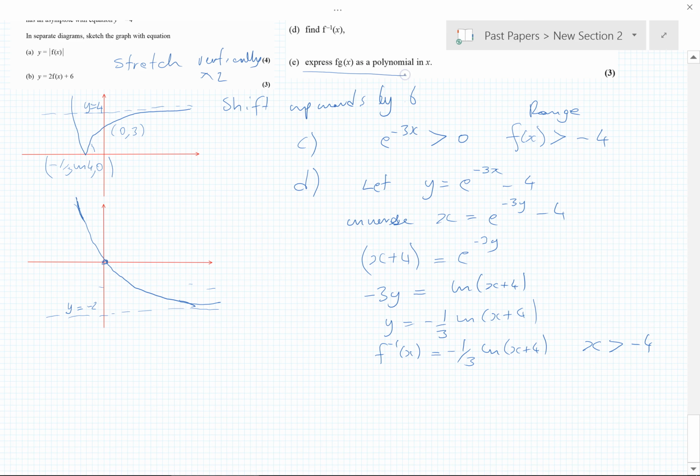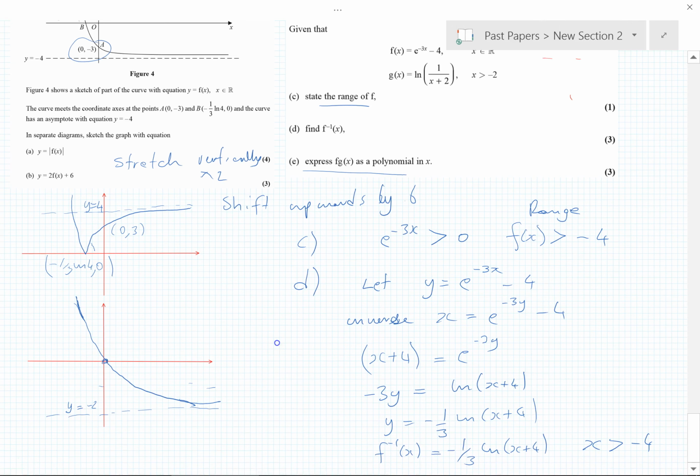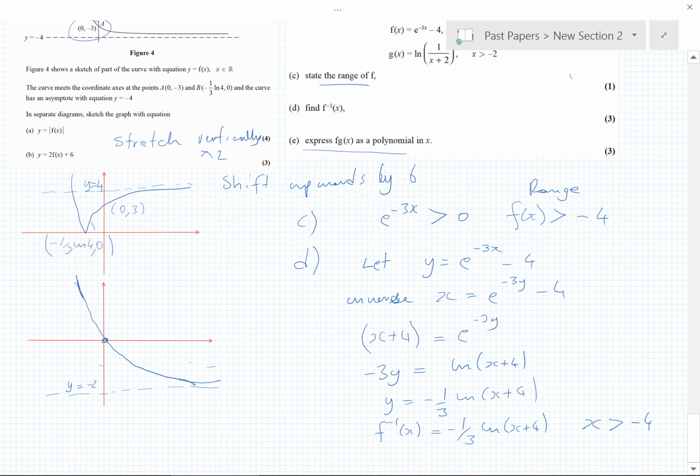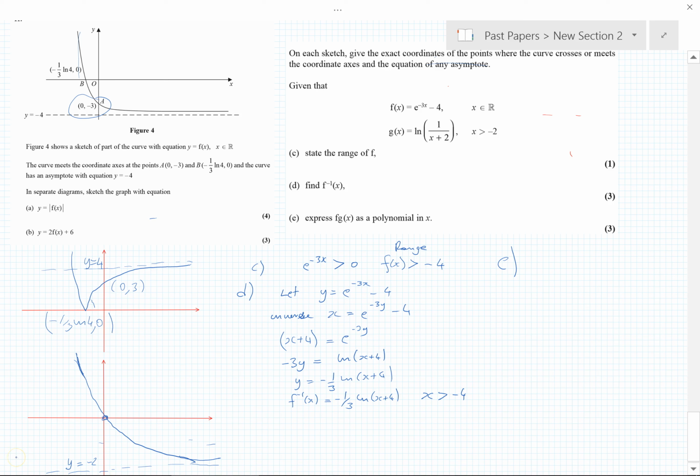Express fg as a polynomial in x. So we've got this other function. Let me tidy this up so I can see everything at the moment. Right, part E, express fg as a polynomial in x. So what we must appreciate here is this means g first, so g into f. So we're going to put this into this.